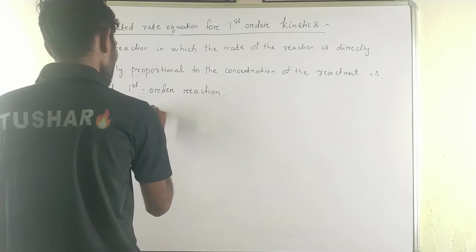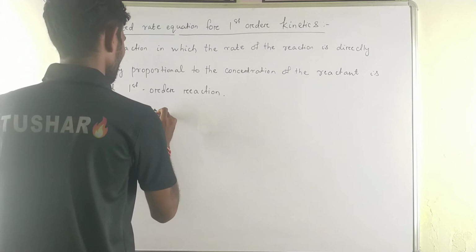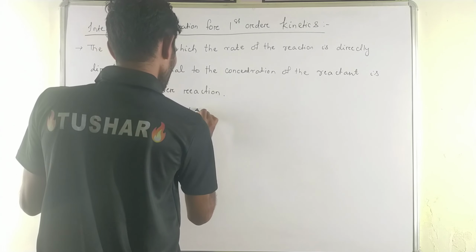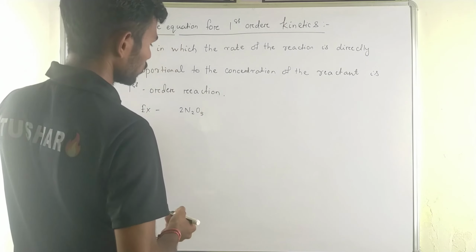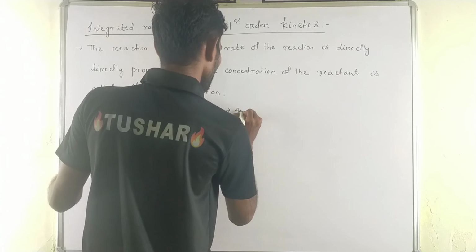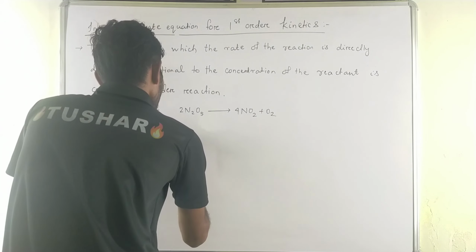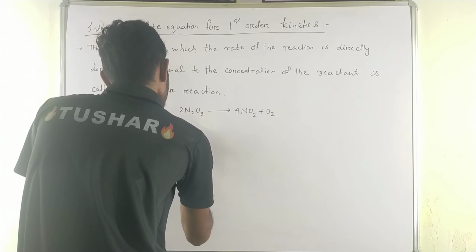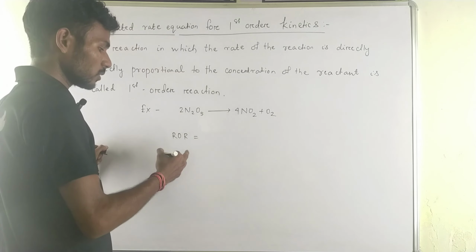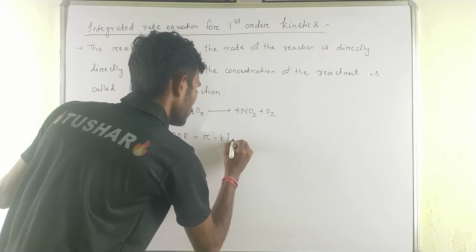Example is 2N2O5 gives rise to 4NO2 plus O2. Rate of reaction, r, is equal to k into N2O5 to the power 1.